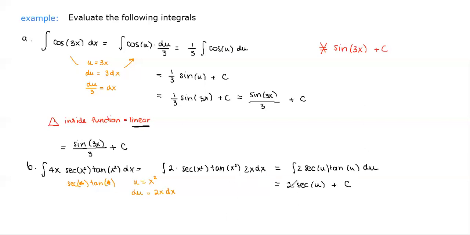And now I have secant of u. Of course, u is not the original variable that I started with, so I need to back substitute. And I'll get that this is 2 times secant of x squared plus c.